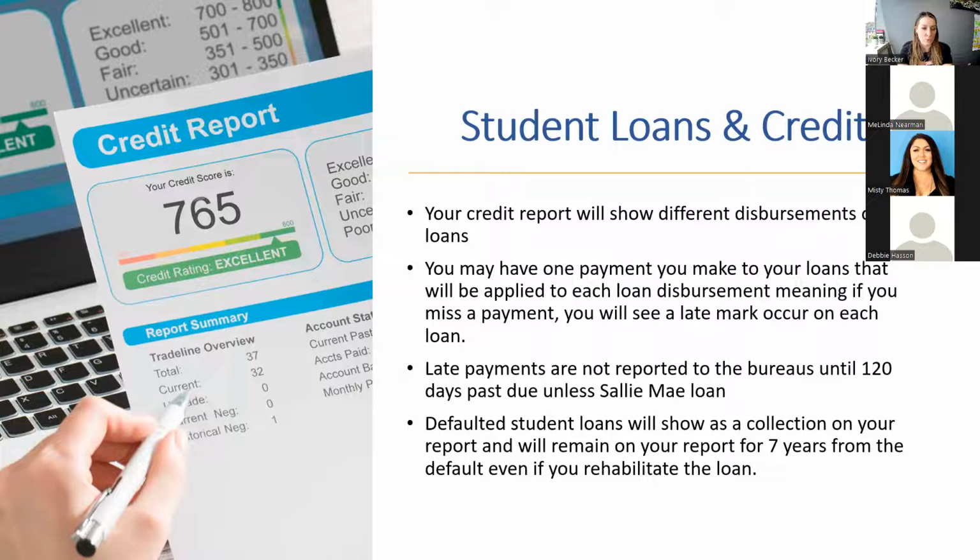And then when it comes to the utilization ratio, that's 30% of your score. A lot of people think things like student loans or auto loans impact that section of your credit report, but they do not. Only lines of credit like credit cards impact the utilization ratio. So paying off a student loan quickly will not have any impact on utilization ratio when it comes to your credit report.